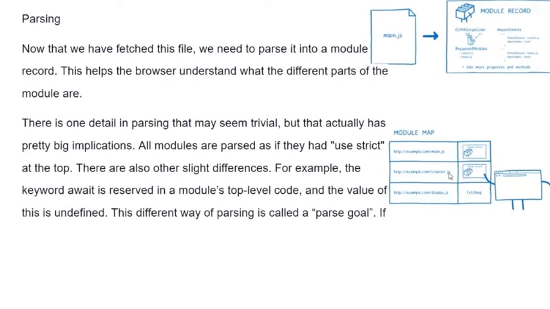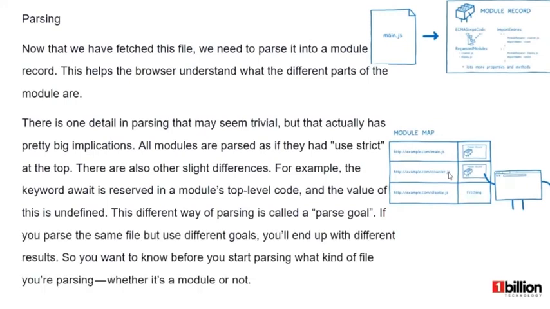This difference in parsing is called the parse goal. If you parse the same file but use a different goal, you'll end up with a different result. So you want to know before you start parsing what kind of file you're parsing, whether it's a module or not. Once the module record is created, it is placed in the module map. That means whenever it is requested from here on out, the loader can pull it from that map.